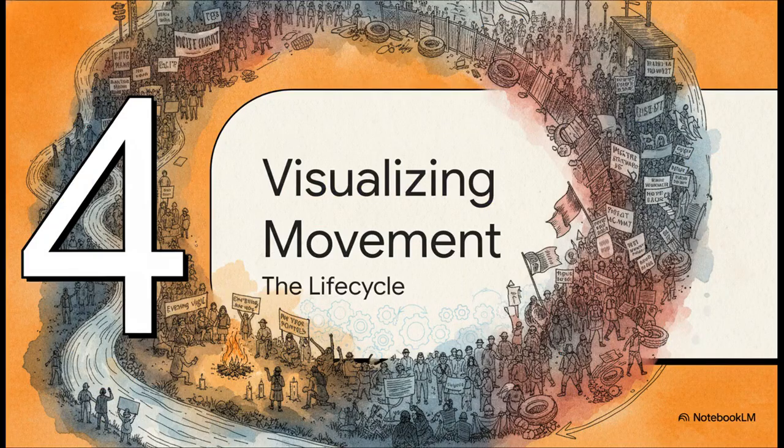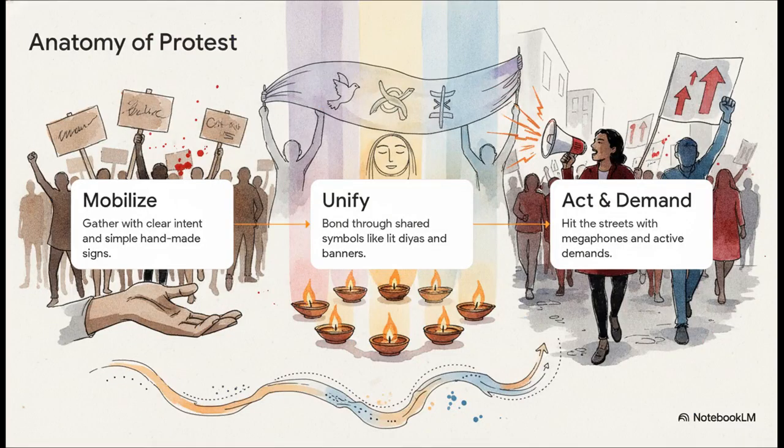So let's step back and look at phase 4, visualizing the movement. And this brilliantly illustrates the 3 chronological steps of successful civic action, perfectly mirrored by these NEET UG students. Step 1, mobilize with clear intent. Make your presence known. Step 2, unify through shared symbols. Use lighting and professional banners to show your discipline. And step 3, act and demand. Take all that unified energy, hit the streets with megaphones, and force those negotiations. The visual symbols literally drive the message home at every single stage.